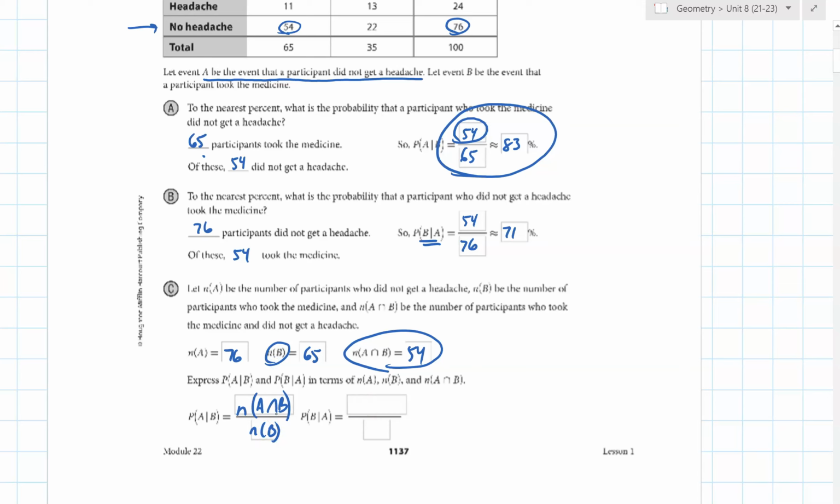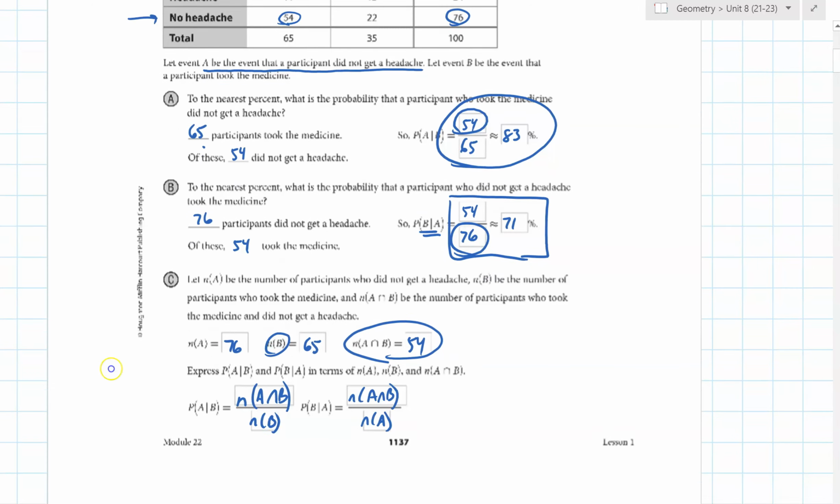And then for the second example, to calculate the probability of B given A, we did 54 divided by 76. 54, again, was the intersection, A intersect B, and the 76 that's in the bottom is N of A.